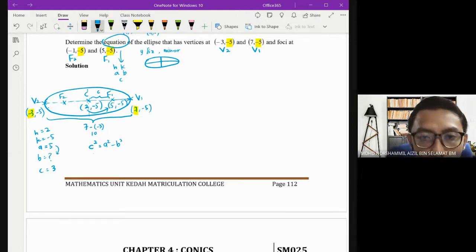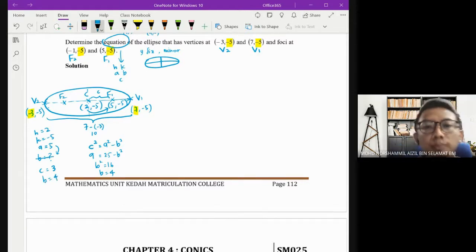So then let's substitute into the formula. So C square is 9. A square is 25 minus B square. So B square is 16. Therefore B is 4. Dapat tak? So B kita adalah 4. Okay. So once we knew already all of the unknowns H, K, A, B, C, simply substitute into the formula.